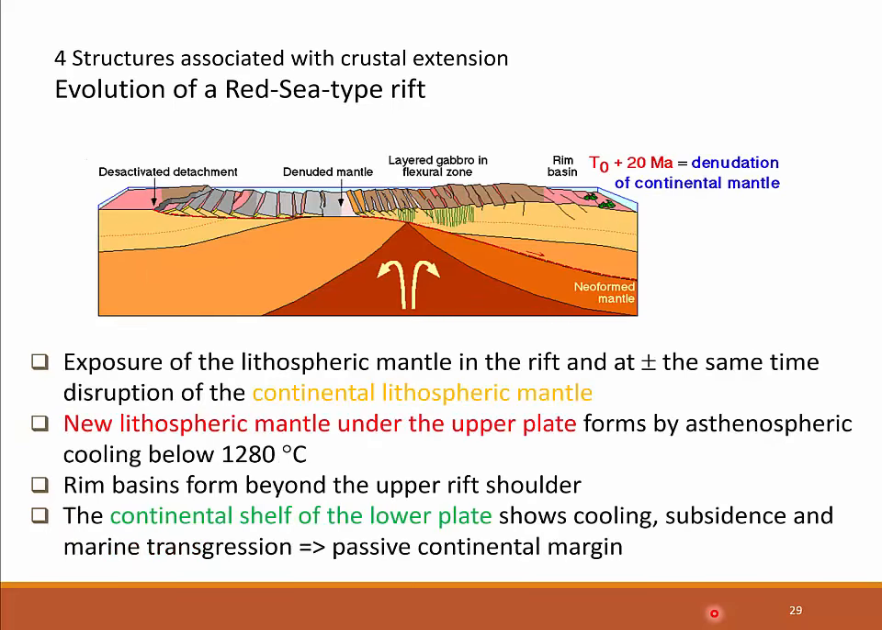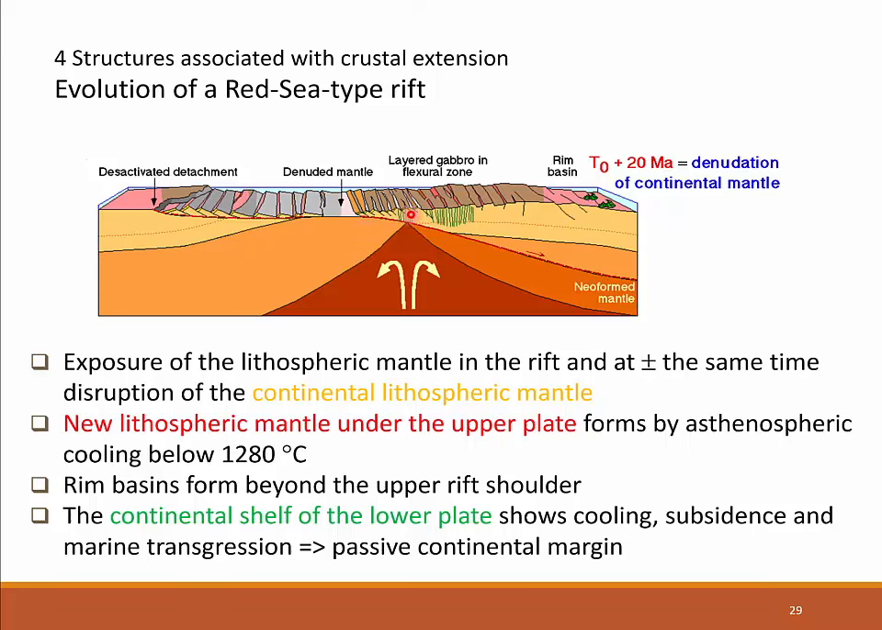Perhaps 20 million years after the onset of crustal extension, we might reach the stage of denudation of the continental mantle, and that is happening here in the lower plate, where the lithospheric mantle actually reaches the surface after the continental crust has been disrupted and separated. So now we have two separated crusts, but we do not yet have a separation of the lithospheres, of the formerly coherent lithosphere. Because here we still see that the upper plate's crust is in contact with the lower plate's lithospheric mantle.